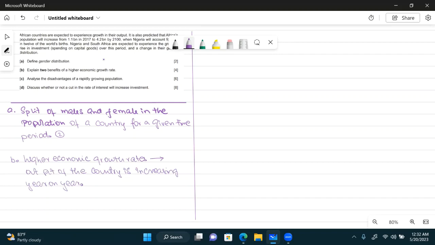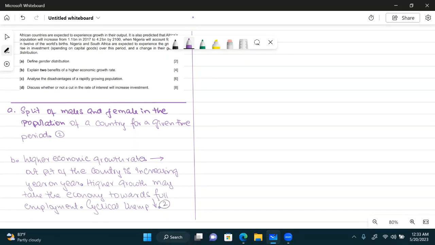So now what does it mean? What are the benefits? Higher levels of economic growth may take the economy towards full employment levels. What will happen because of that? Cyclical unemployment will fall. You have to remember this. Cyclical unemployment will fall. This is the first thing. I get 2 marks here.